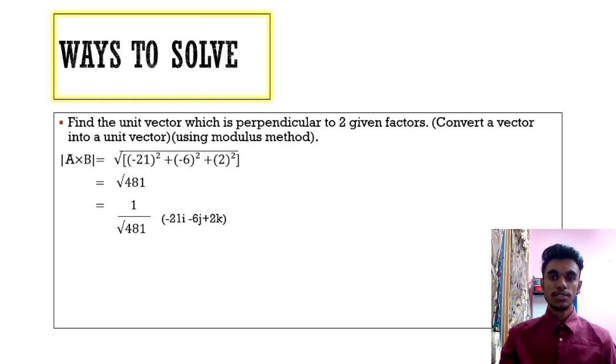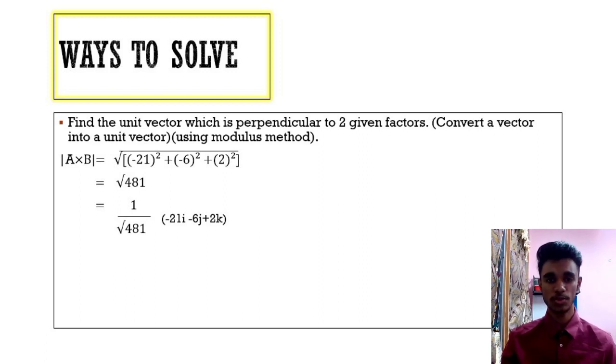So you use the vector in question 2, the vector that is perpendicular to the two vectors, i, j, k, and take the square root. First, you square the i value, negative 21 squared, plus the square of the j value, negative 6 squared, plus the square of k, 2 squared. Then you take the square root of the whole thing, you get square root 481. You cannot get a nice answer because 481 cannot be simplified, so just leave it in that form, square root 481.